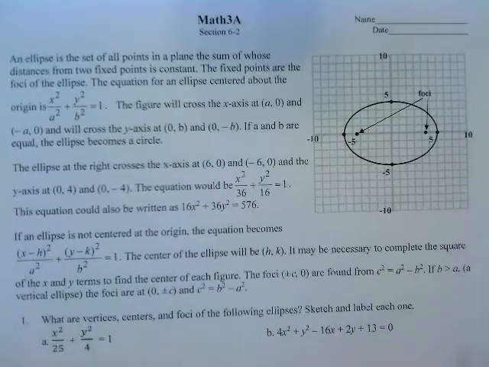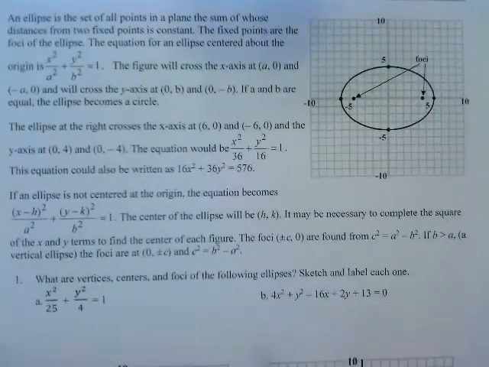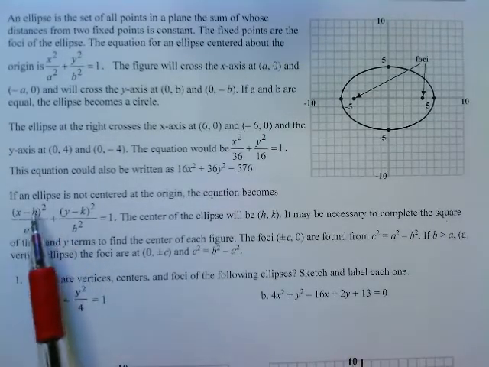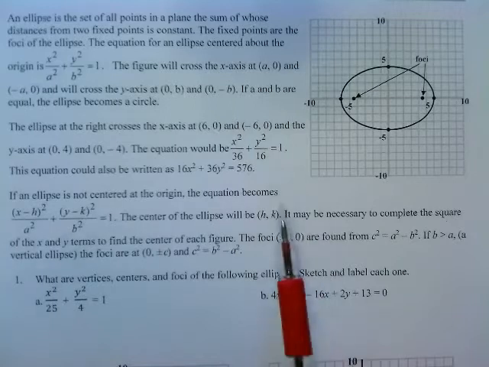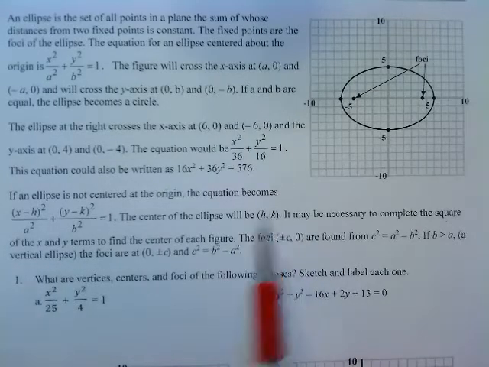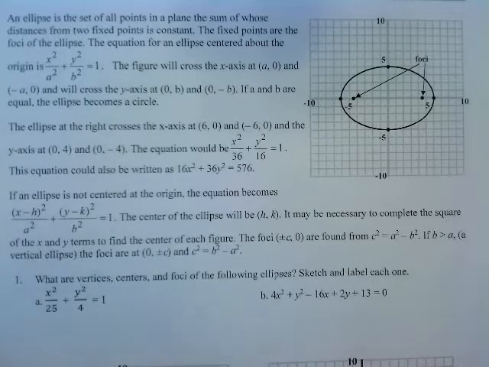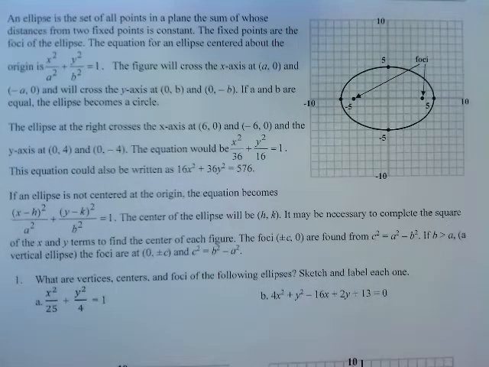Now, if it is not at the origin, then it becomes x minus h and y minus k, in which the center will be h,k. Again, opposite signs anytime we have them inside parentheses like that. It may be necessary to do some completing the square. You might even have to complete the square twice.